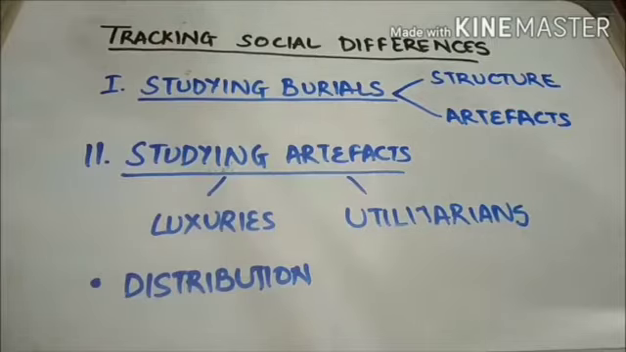Okay, so in ancient India, there used to exist certain social and economic differences among people. तो अब लोग social differences ट्रैक कैसे करते थे, यानी हमें पता कैसे चलता है कि उस टाइम सोशल डिफरेंसेस एग्जिस्ट करते थे. So for this, archaeologists use certain strategies to find out the social and economic differences. The first strategy of which is studying the burials.